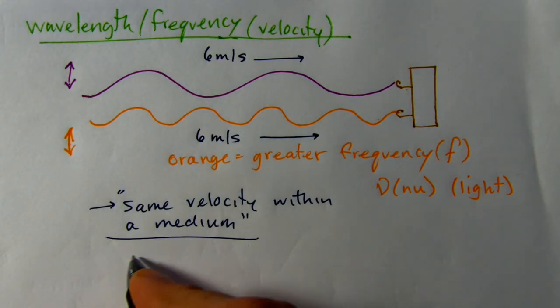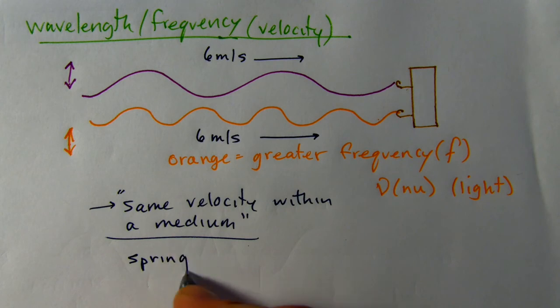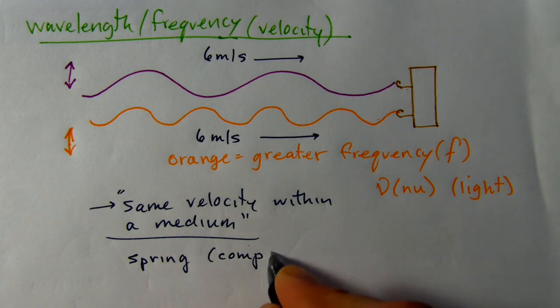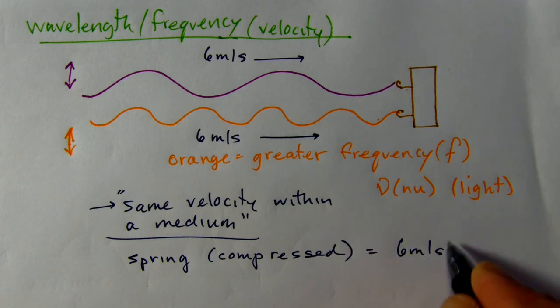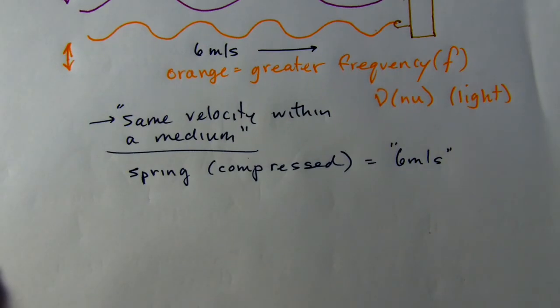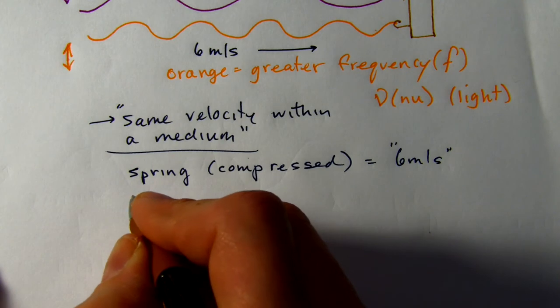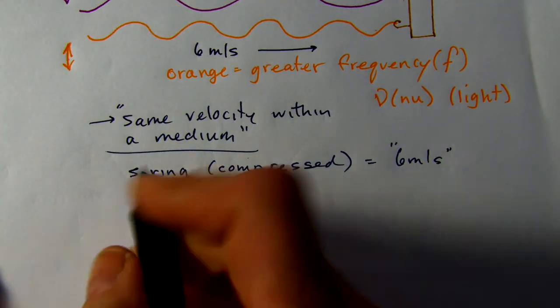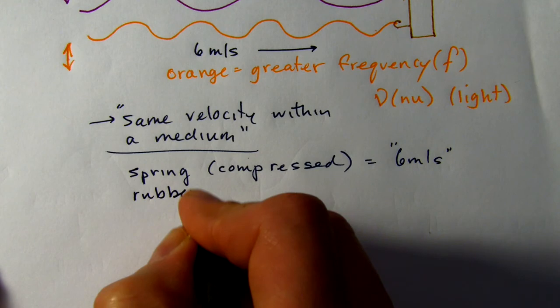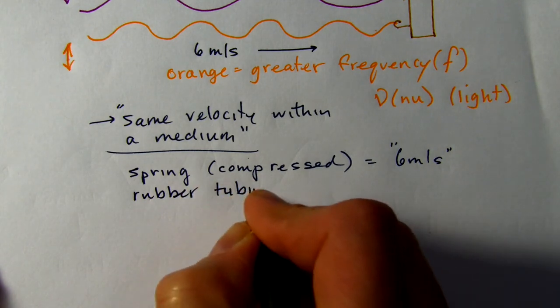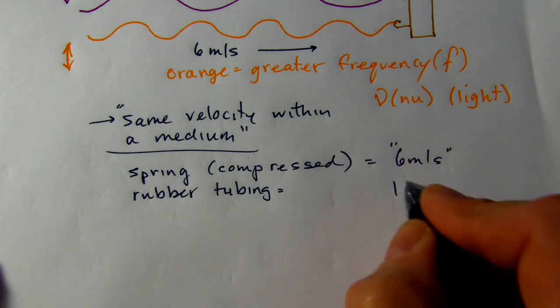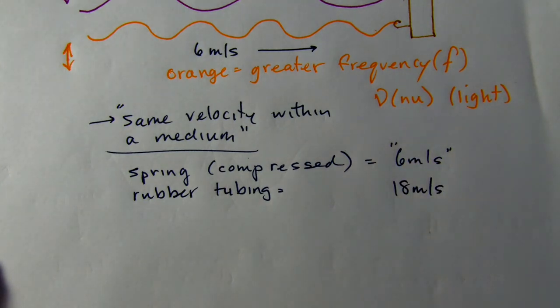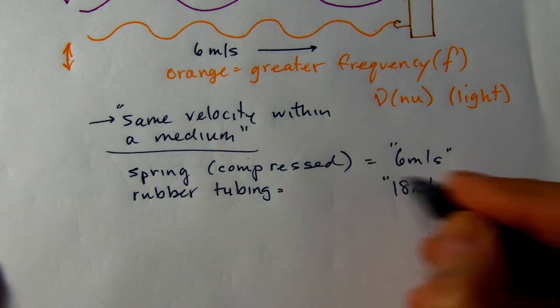So now if I went from a spring, right, a coiled compressed spring, we could say that it travels at 6 meters per second. What would happen is if we used a surgical tubing, if we use something like a rubber tube, very stretchy rubber tubing, for example, that could be as much as 3 or 4 times as fast. We actually have that in the classroom. It would be, let's say, 18 meters per second.